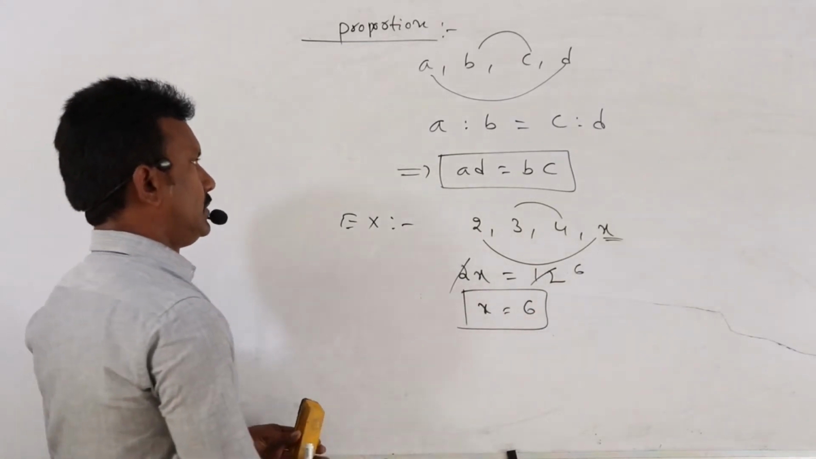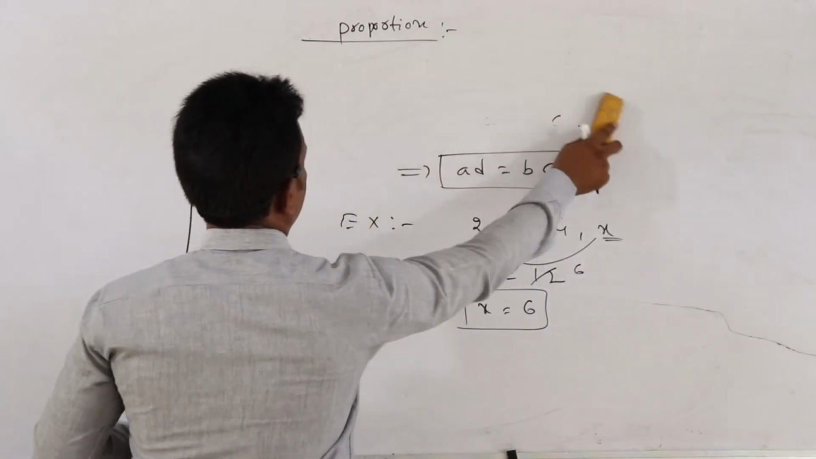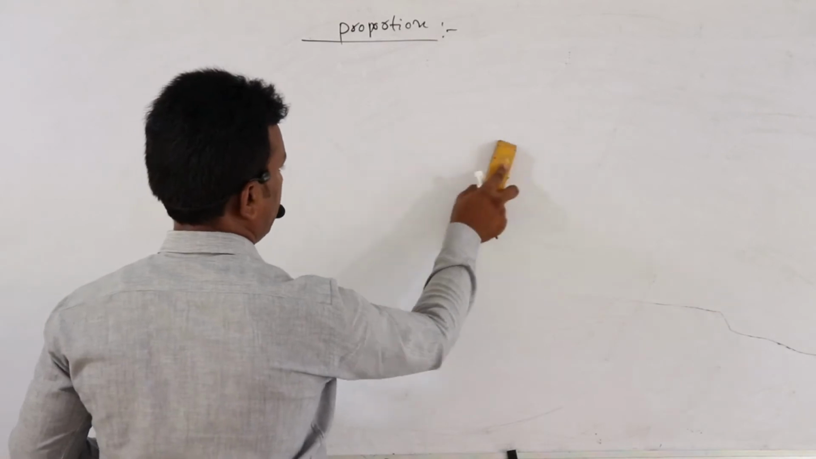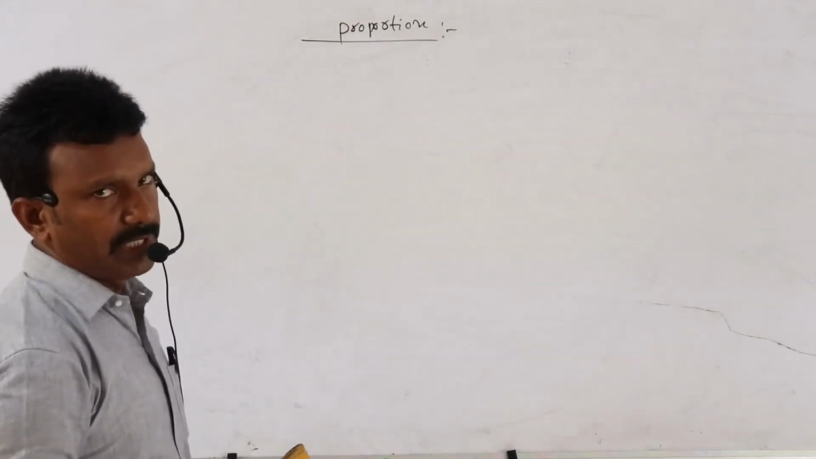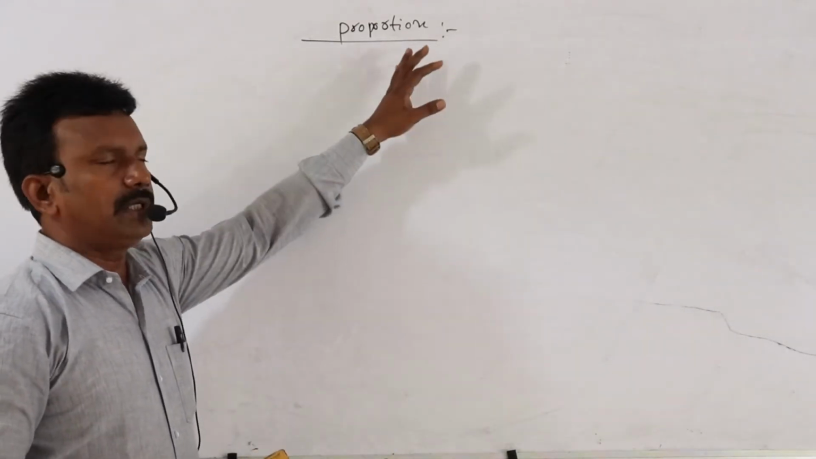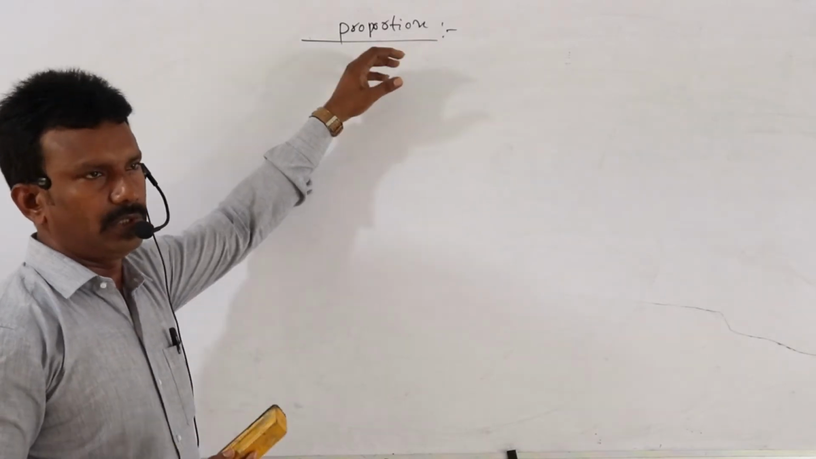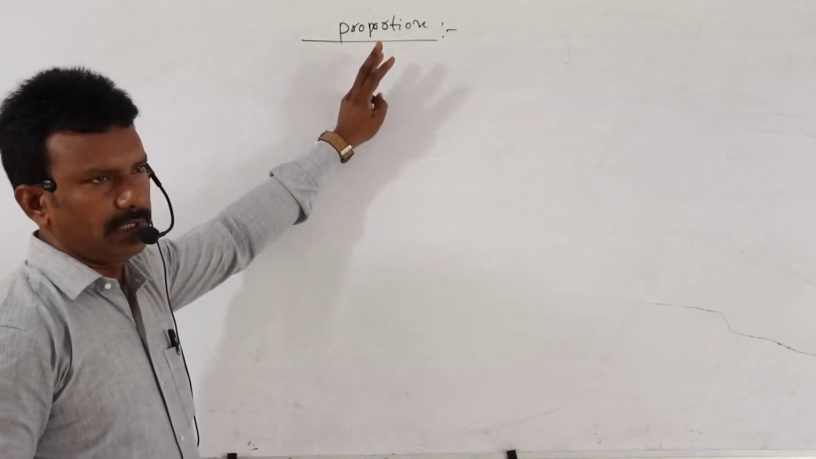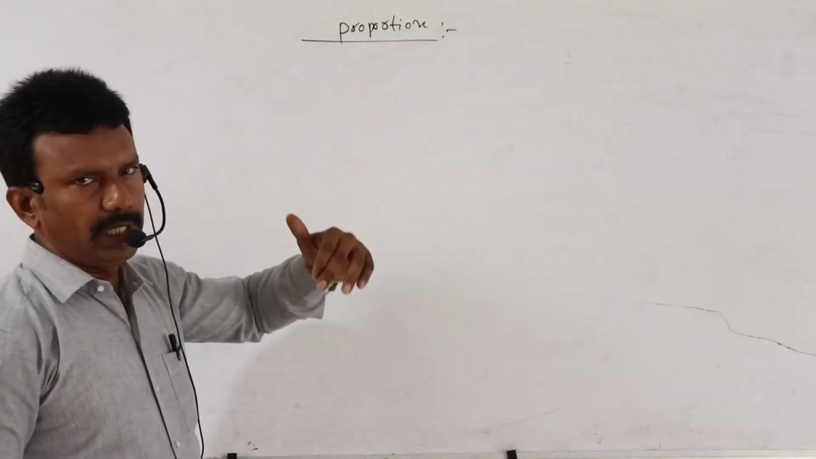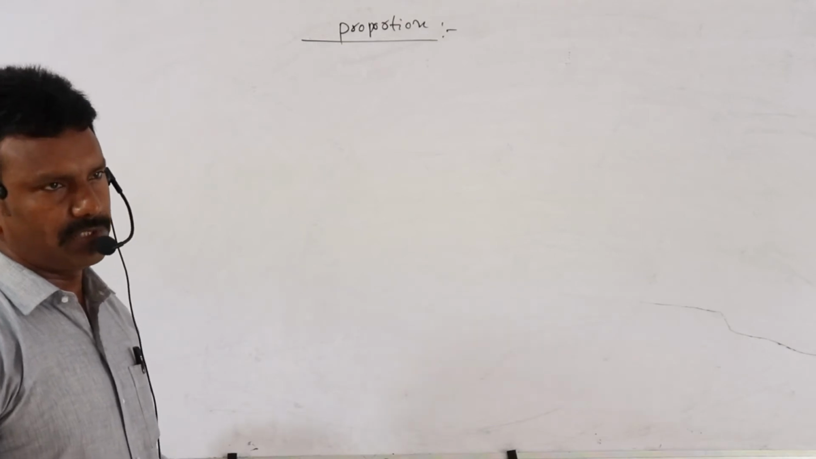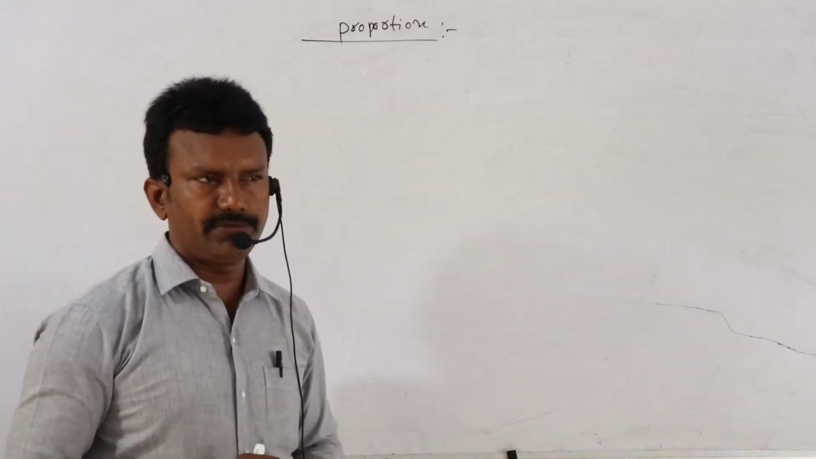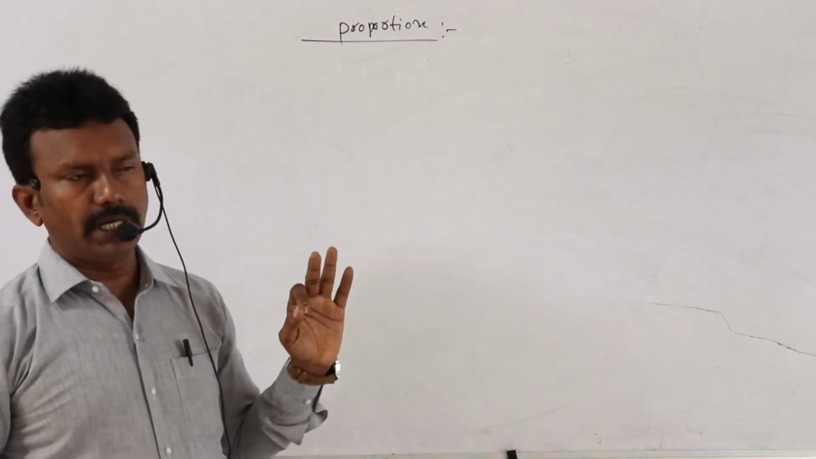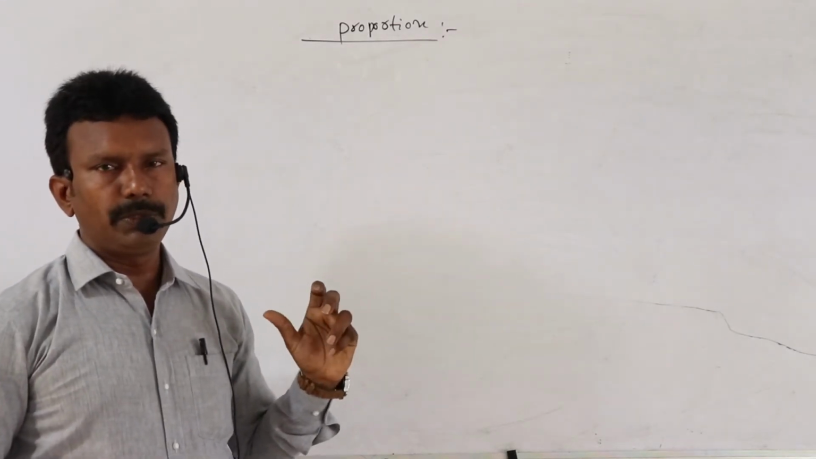So this is the concept of proportion. Proportion means the four numbers are in proportion, so the product of extremes equals the product of means. Now we will discuss the types of proportions. Generally there are mainly three types: the first one is mean proportion, the second is third proportional, and the third is fourth proportional.